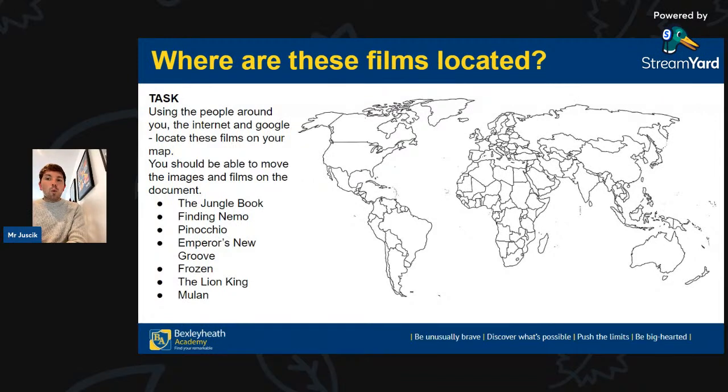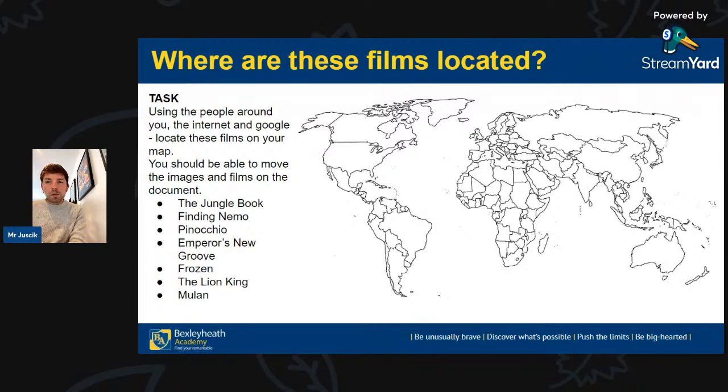Okay, so we did one of these already. We talked about Frozen and The Jungle Book. I'll give you a clue. Jungle Book is set in Asia, in a country we have mentioned already. And Frozen is set in Europe. So you've got the pictures of those films on your map, and you can expand the arrow to point where you think these films are set.